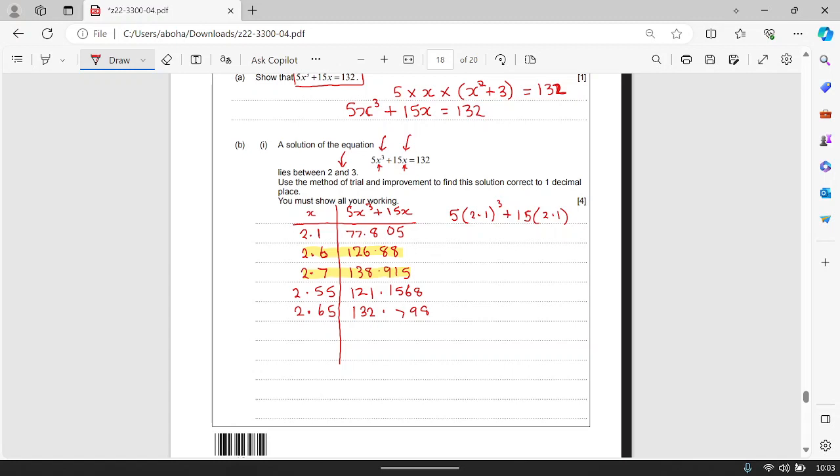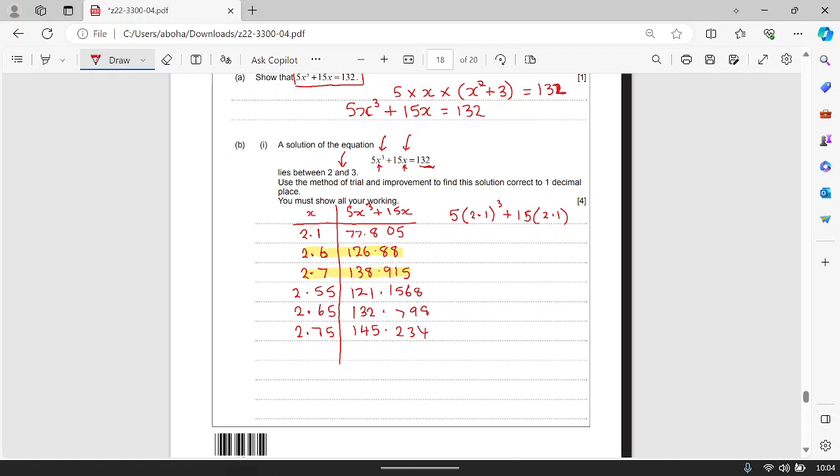And then finally 2.75 gives me 145.234. Now I know there was no point in doing the 2.75 because the answer was 132 we're looking for. Do you know what? I've just realised something. I don't know why I put that down, 2.55. Why did I use that number? Because obviously the answer's got to be between 2.6 and 2.7.